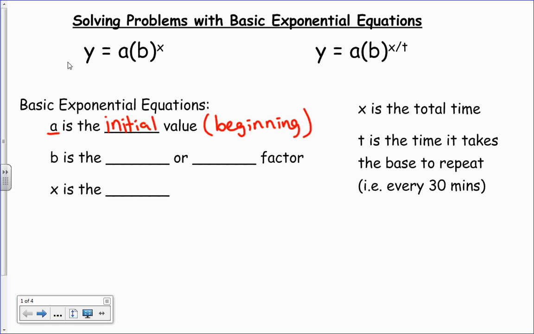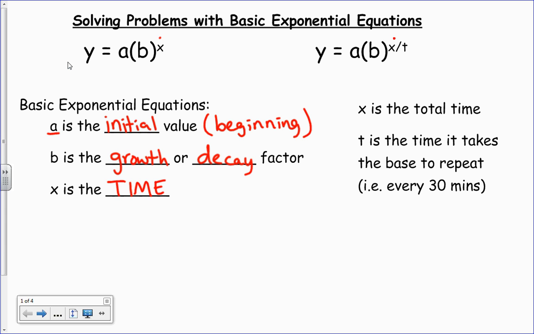B is your growth or decay factor. So if you're growing, that number should be greater than 1. If you're decaying, it should be a fraction or a decimal. It's less than 1. And X, here and here, is your time.